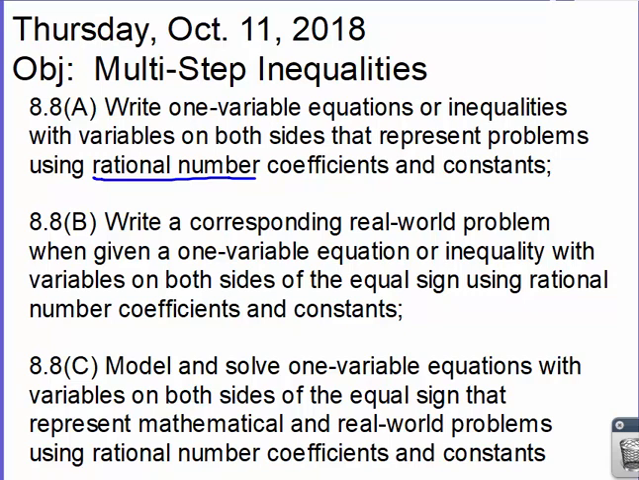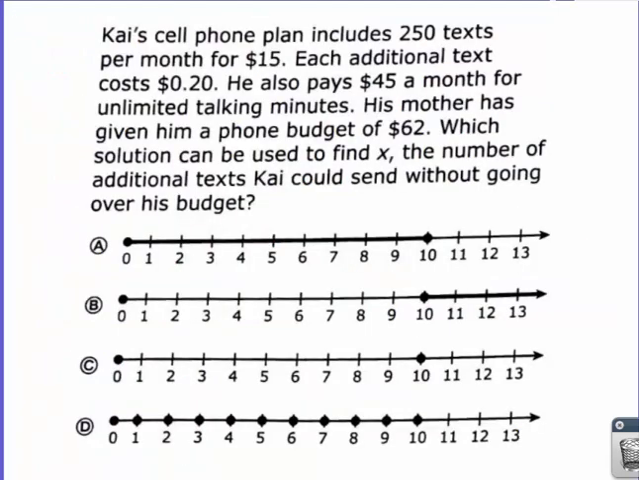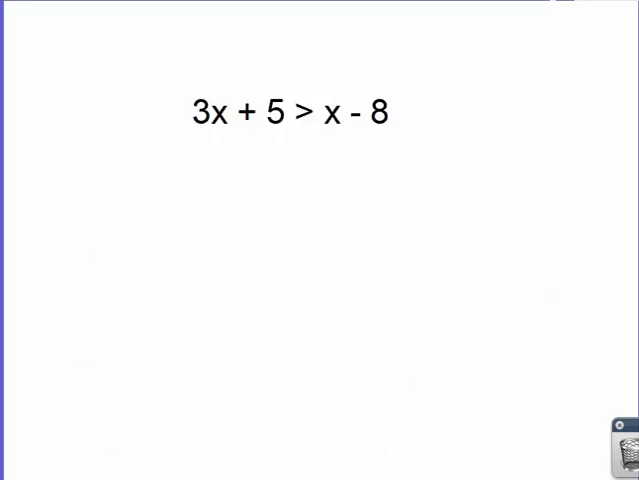And then model and solve one variable equations with variables on both sides of the equal sign that represent mathematical and real world problems using, again, here's that rational number stuff, rational number coefficients and constants. Now this one's mainly talking about equations, but you also have to do it with inequalities. Okay, and one of the types of models that you might see is a number line. So we'd have to be able to read the scenario and determine which number line actually fits that. Okay, but today what I want us to do is just look at how do I solve multi-step inequalities.